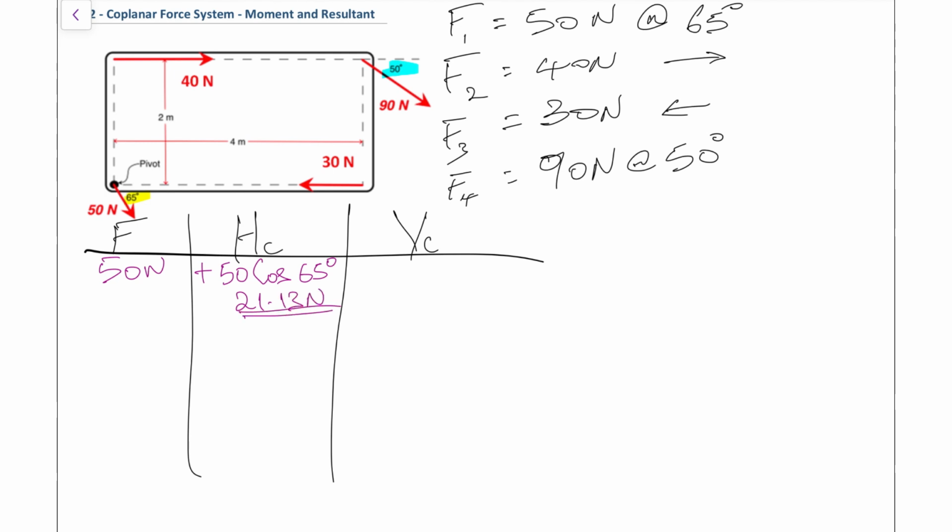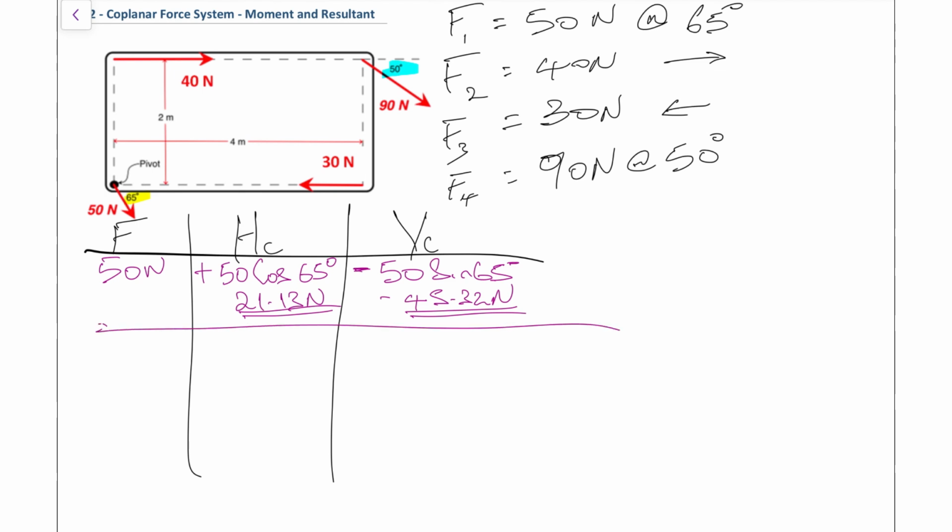Now, when we go across to the vertical force component, this force is going down, so it's going to be negative, and it's going to be similar. So 50 sin 65, and once again into your calculator, and that's going to give us negative 45.32 newtons.